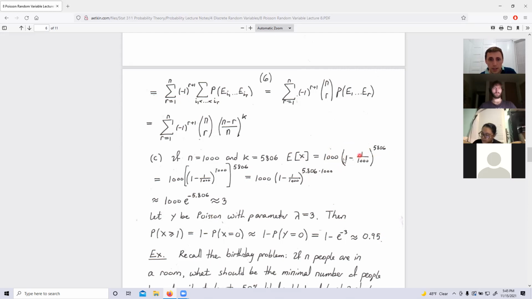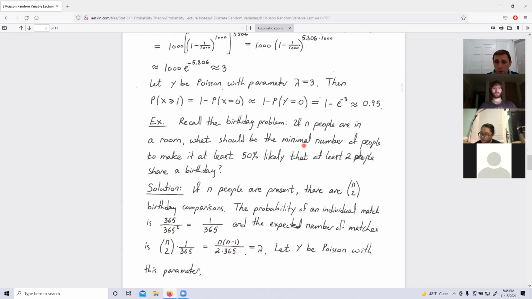So what you have here is that the expected value is this number. We can approximate it to be approximately 1,000 times e to the minus 5.806, and this number is approximately 3. So this expected value we can simplify and see that it is approximately 3, and so we use Poisson with parameter 3. And so the probability that at least one box is empty is the same as 1 minus the probability that no boxes are empty. And that's approximately 1 minus the probability for the Poisson. So it's 1 minus e to the minus 3, and it's 95%.